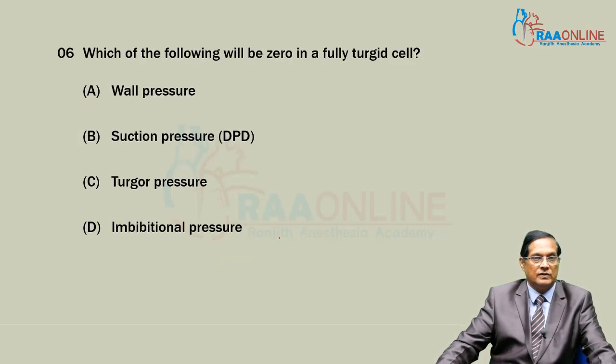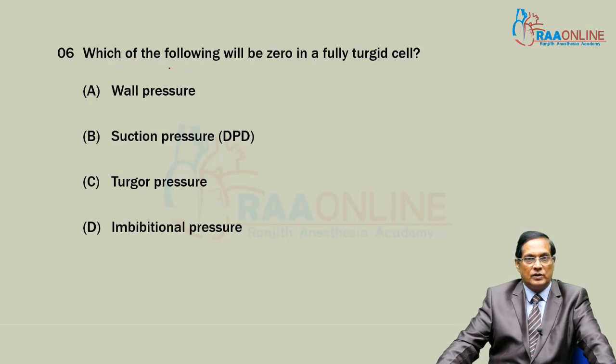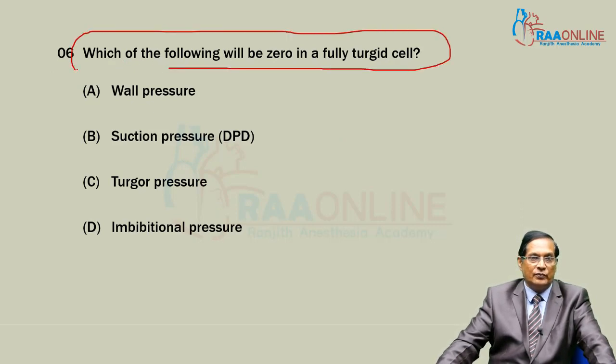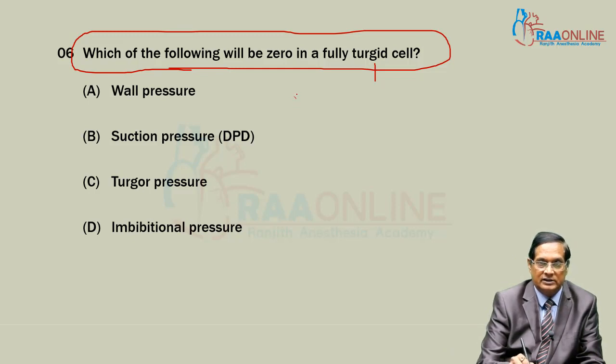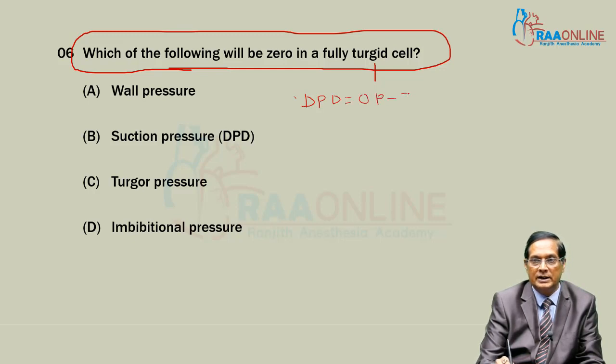Question number 5 is over. Question 6. What will be 0 for fully turgid cell? Actually, for a cell there is a relation: DPD is equal to OP minus TP. DPD is also called SP, suction pressure.